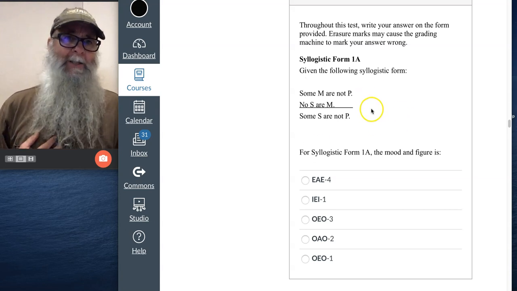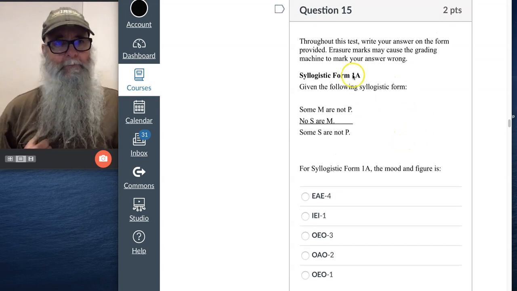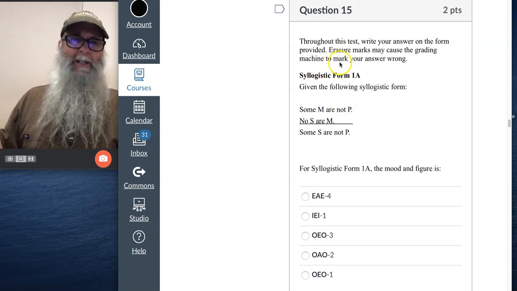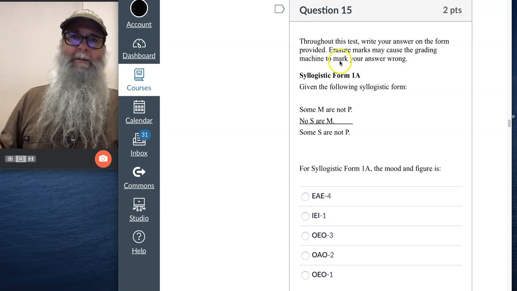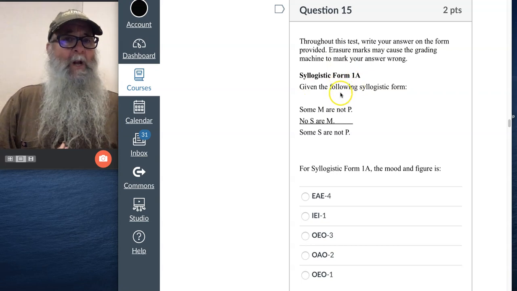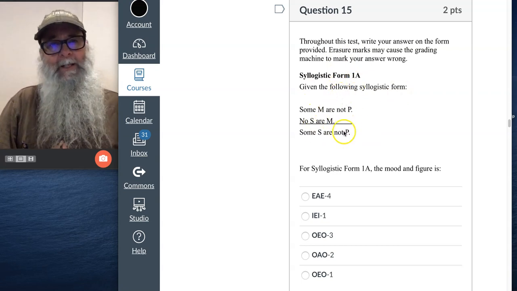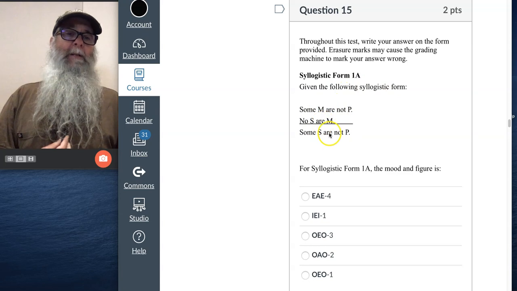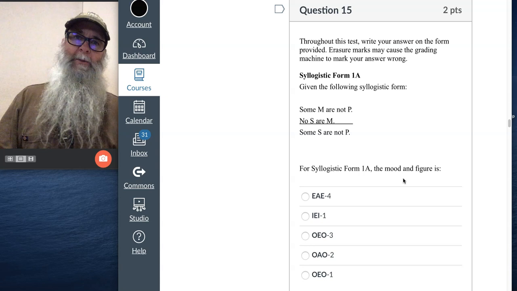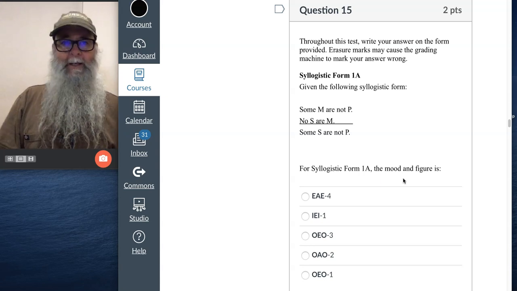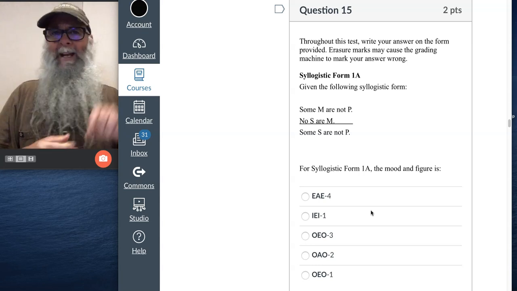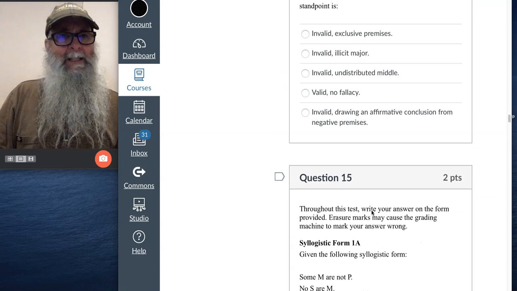All right, so I'll show you a couple of examples of what I'm talking about. So here's a problem on the test, question number 15. Oh, by the way, when it says throughout this test you can write your answer on the form, just ignore that. I'm not sure why that's there. It must be because there's a paper version of this exam. Okay, so it says syllogistic form 1A, given the following syllogistic form, and then it gives you an argument, and it asks you to identify the mood and the figure. You can totally do that. You've been doing that over and over and over again each week leading up to this. So you can totally do that. You've got your page 267 in your chapter 5.1 handout to help you answer problems like that.